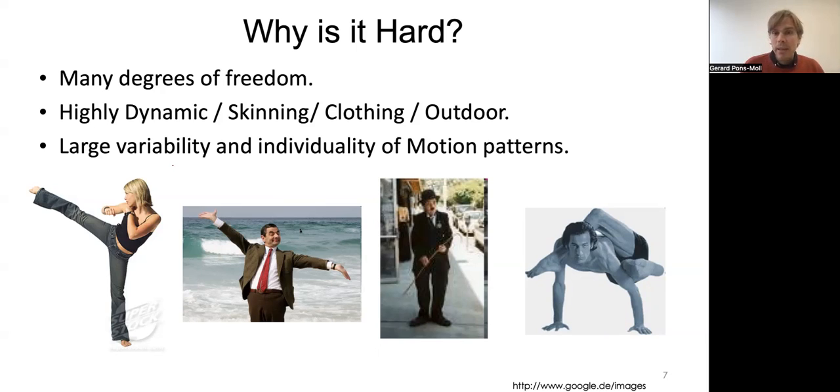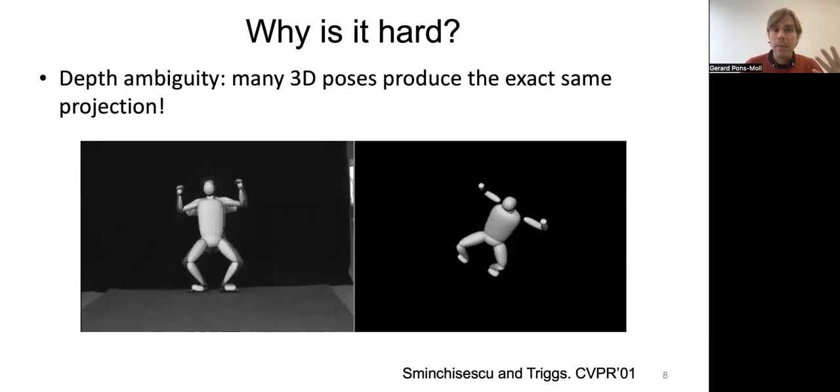Another problem is that now we do not have a point cloud of the person. We have just pixels, and pixels, we saw, are basically a linear perspective projection of the 3D world into an image. So we are losing depth. And because we're losing depth, at least one third of the degrees of freedom are not directly observable.